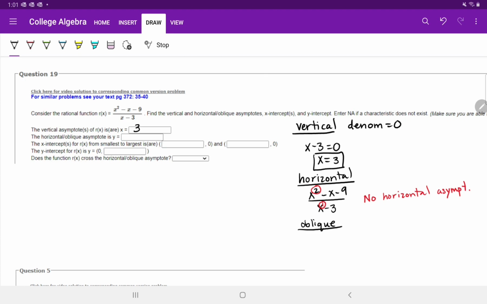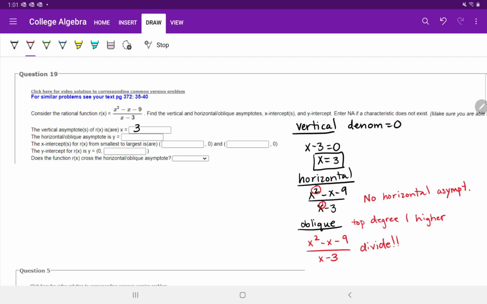For oblique, we're still comparing the degree on top to the degree on bottom. If the degree on top is 1 higher than the degree on bottom, then we will have an oblique asymptote, and we have to do a calculation to find it. Here's how you do that. You actually have to do the division problem. X squared minus x minus 9 divided by x minus 3, you have to actually divide.